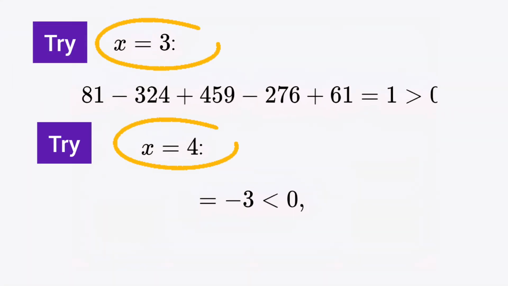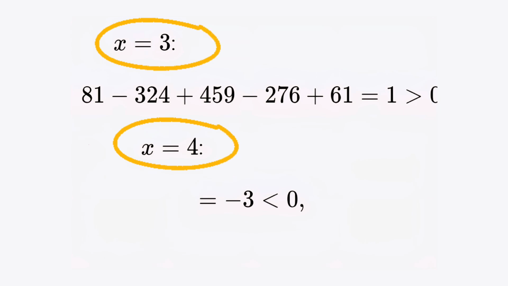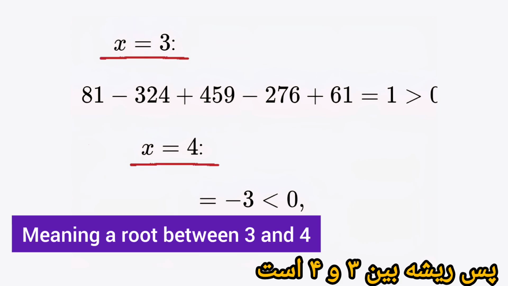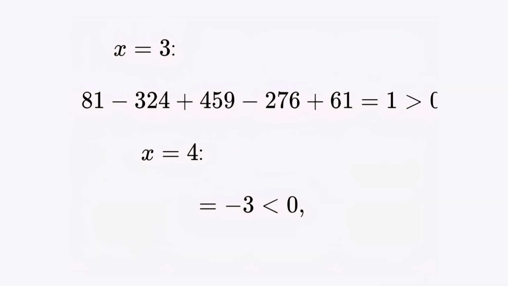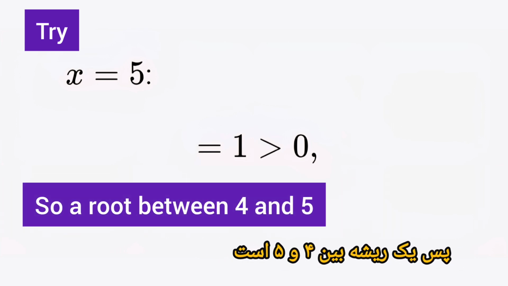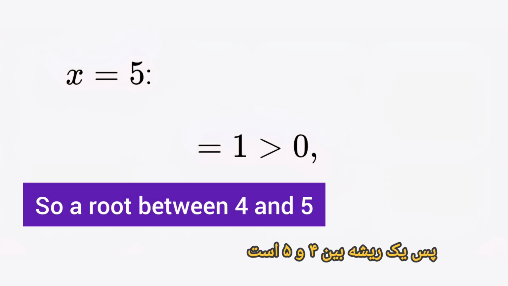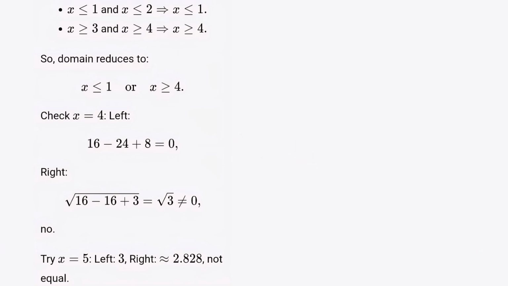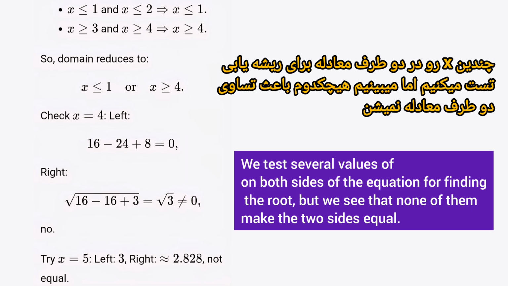We try other numbers, meaning a root between 3 and 4. So a root between 4 and 5. We test several values on both sides of the equation for finding the root, but we see that none of them make the two sides equal.